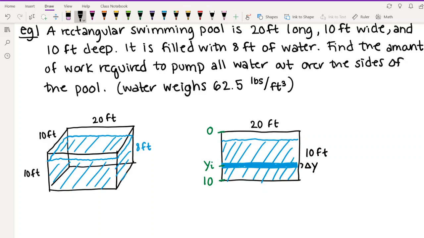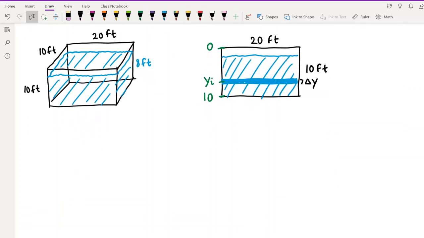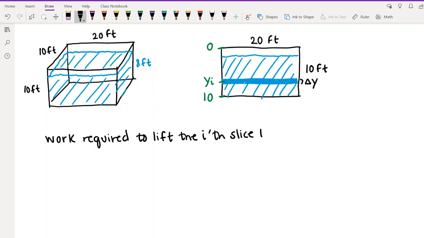Okay, so now we're going to approach this a lot like the previous question. We're going to focus on finding the work required to lift the ith slice to the top. We saw in the previous problem that the work required for the ith piece is equal to the force experienced by the ith piece times the distance traveled by the ith piece.